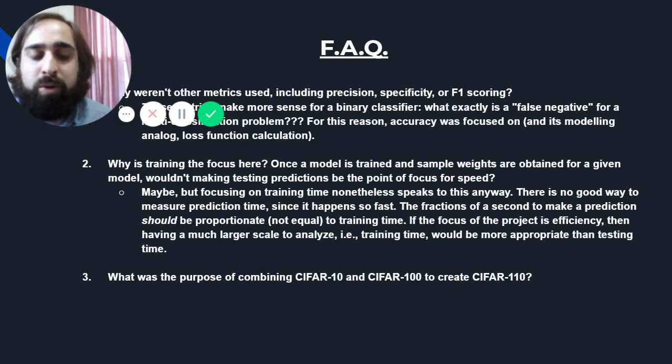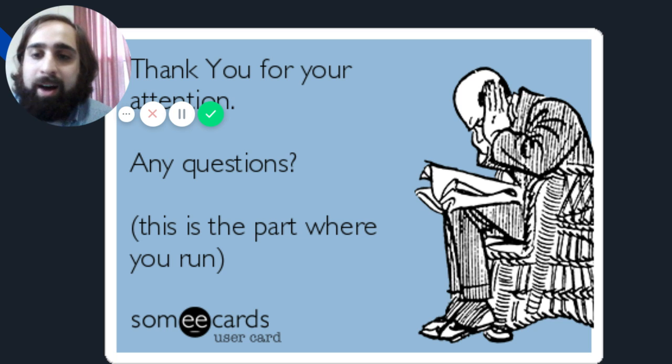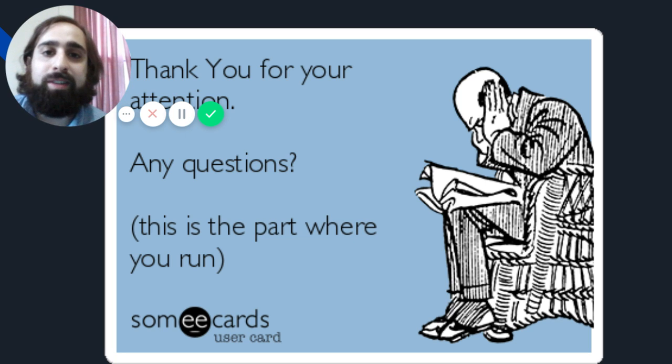And for the third and final question, why again did I use CIFAR 110? Well, I just wanted to, I guess, be a little different. CIFAR data sets have been used ad nauseam, so I wanted to explore how CNNs would work under a completely different data set. So I did go a little over time, and I apologize, but I hope that there is still a bit of time left for questions. So thank you.